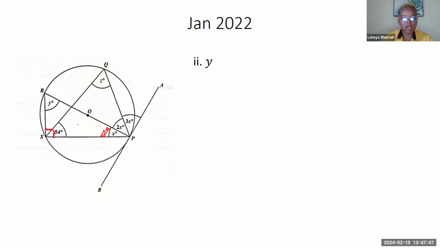Let me take off what is on the screen. So angle S, can you agree that angle S is 90 degrees? Yes, miss. Good. And we know that angle X is 18 degrees. That's clear, right?